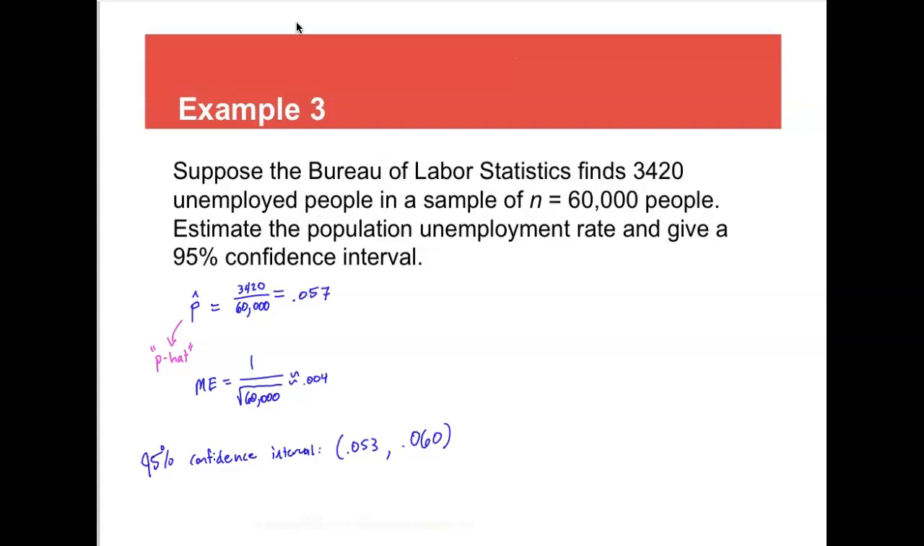And the way we interpret that, I would say I'm 95% confident that the true unemployment rate falls between, and I'll write these as percents, 5.3% and 6.0%. 95% confident that the true unemployment rate falls between 5.3 and 6.0%.